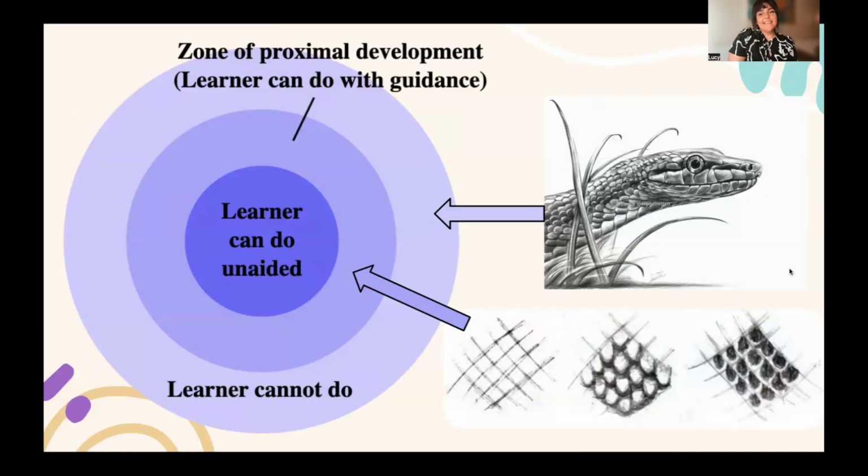As you can see, asking them to draw the complete snake with all of the shading and detail and proportions would be on the outer ring, which is what a learner cannot do. Whereas just drawing the scales with the steps would be on the inner ring, which is the zone of proximal development, which is what the learner can do with guidance. And then eventually they'll move on when they can do it unaided.